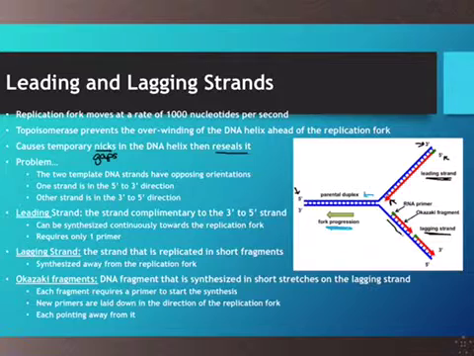The lagging strand is the strand that is replicated in short fragments. So those fragments are in red down here. They are synthesized away from the replication fork. And because of the requirement to add from 5' to 3', it needs a little assistance. So it needs this RNA primer every time it starts a new segment. That RNA primer gets laid down, and then the DNA polymerase can come in and create the new DNA strand. And it will happen in short little fragments.